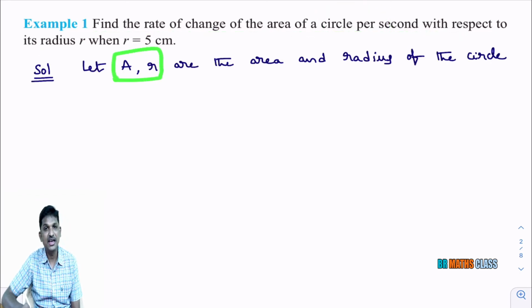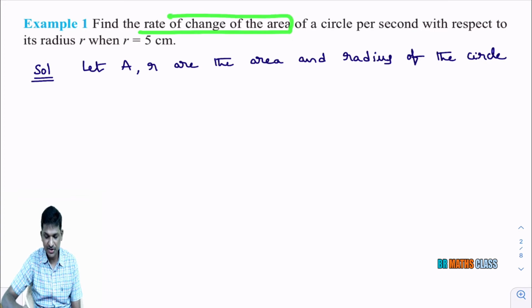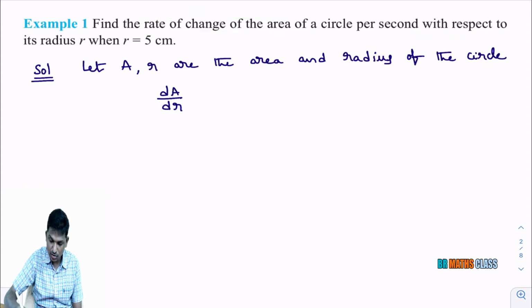Observe what I have written first. Let capital A and small r be such that capital A denotes the area of the circle and small r denotes the radius of the circle. In the question, I identified this is a circle diagram. Now I will write what they are asking: rate of change of area with respect to radius, dA by dr.